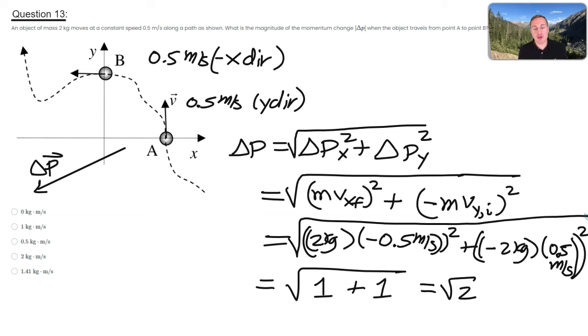And the square root of 2, so this is just the magnitude of this vector. The magnitude of this vector is like adding these things up and taking the square root, because we want the size of this thing. Otherwise, we would just keep each of them in separate coordinate components. But the square root of 2 is about 1.41, so that's going to be about this. And the units of momentum change are kilogram meters per second. So I'm going to go with the fifth choice, and I believe that's the correct answer. Hope that makes sense. Let's move on.